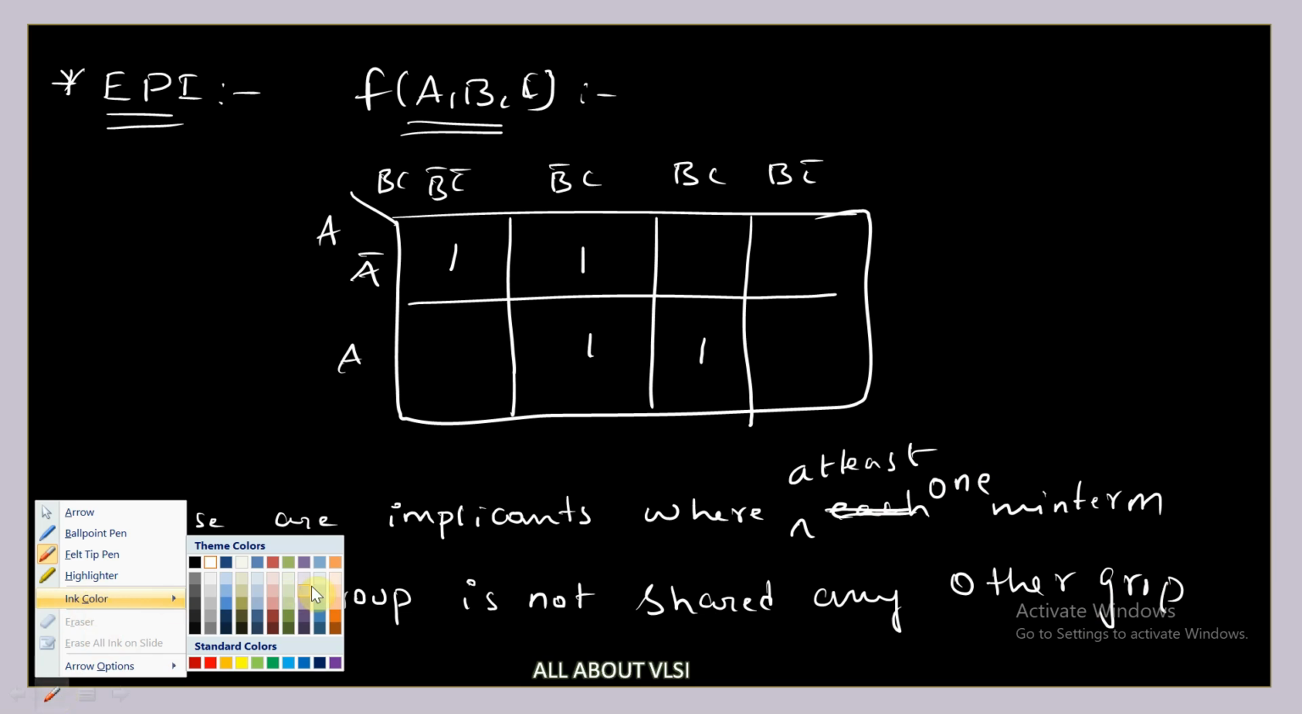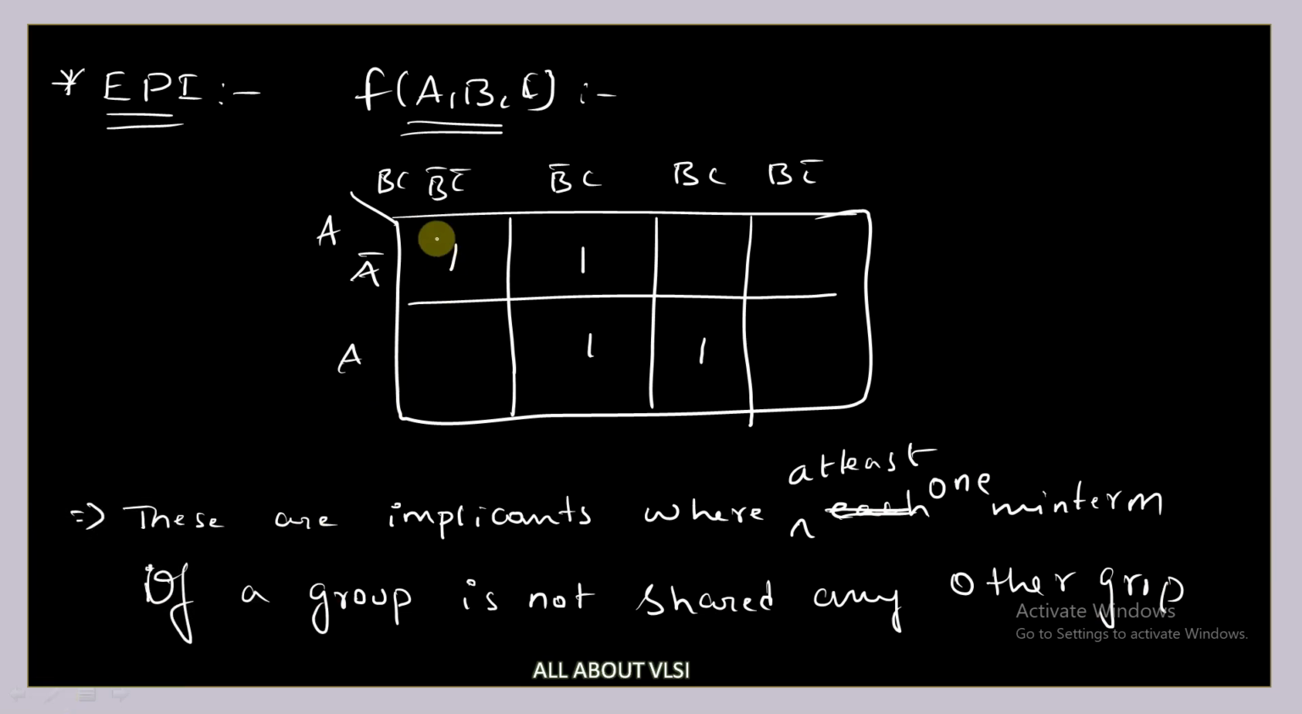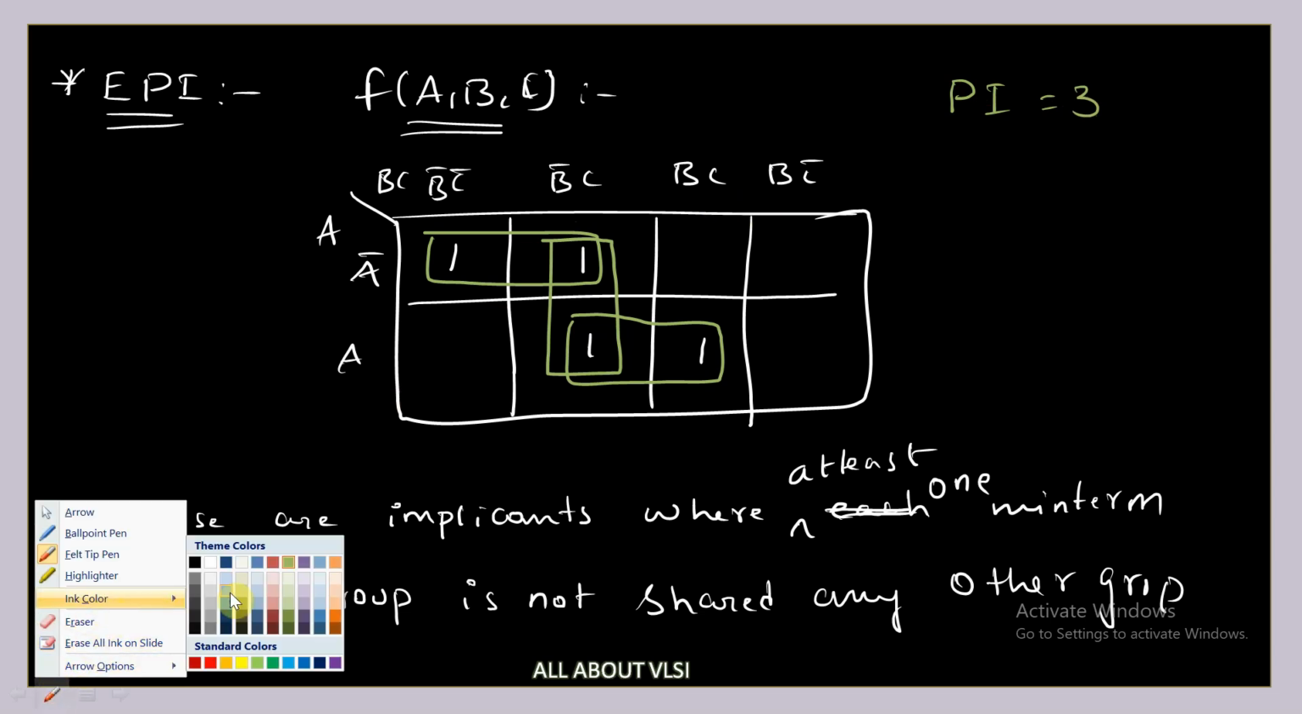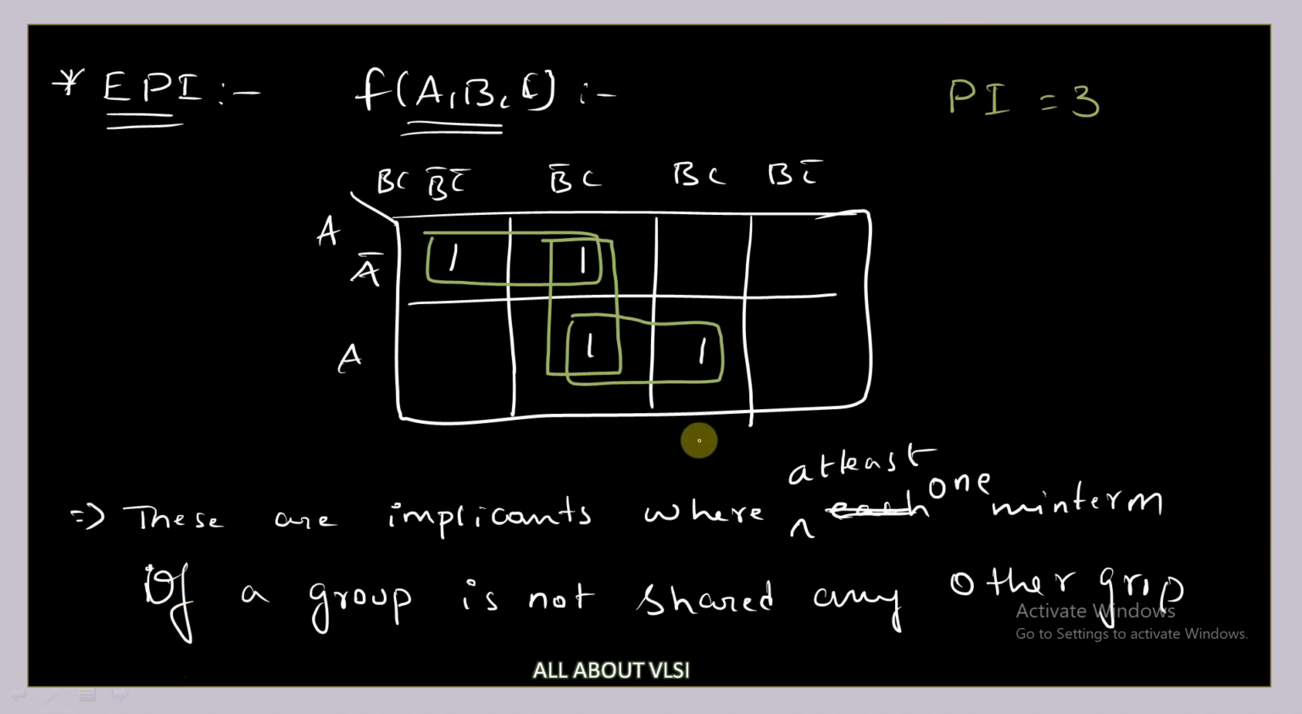Let us try to understand. So this is one prime implicant which is possible, and this is one more prime implicant, and this is one more prime implicant. So total three prime implicants are possible in this case. Now, how many essential prime implicants are there here?